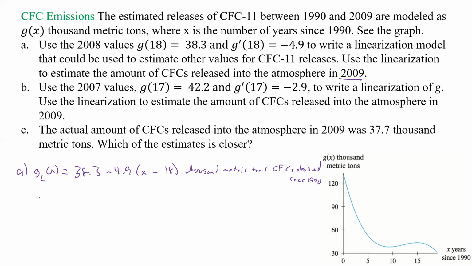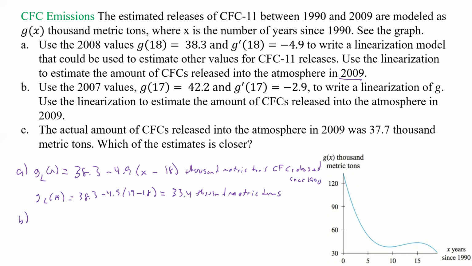All right. So now they want G_L of 2009. So that's going to be 1990 to 2000 is 10 plus 9 more. So that's going to be 19. And that's equal to 38.3 minus 4.9 times (19 minus 18). And so that will give us 38.3 minus 4.9 times 1, 33.4 thousand metric tons. Okay, of CFC.